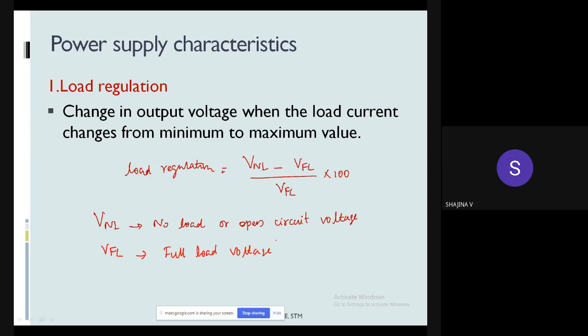Okay, that is, when we connect the maximum load, or we can say when maximum load current flows, the minimum voltage that appears is the full load voltage, the voltage when the complete maximum possible load is connected, that is V full load. Okay, so load regulation means VNL minus VFL divided by VFL into 100. Okay, so ideally this value should be 0.